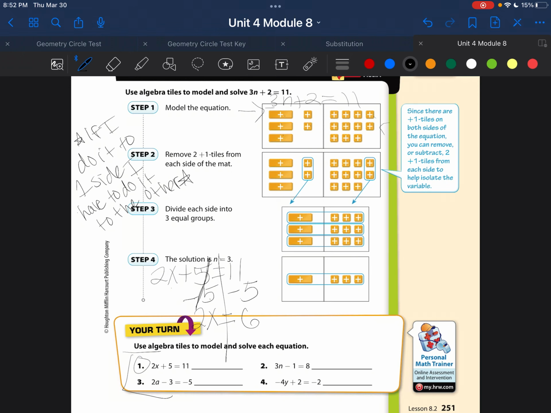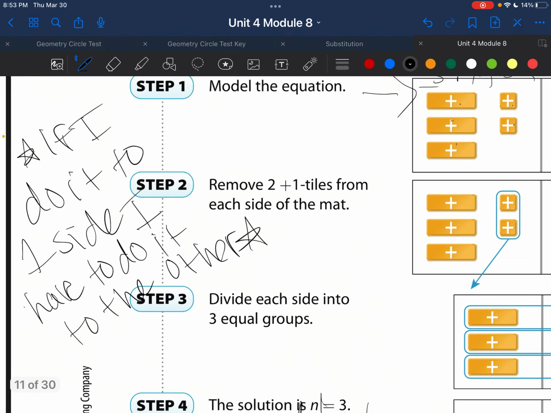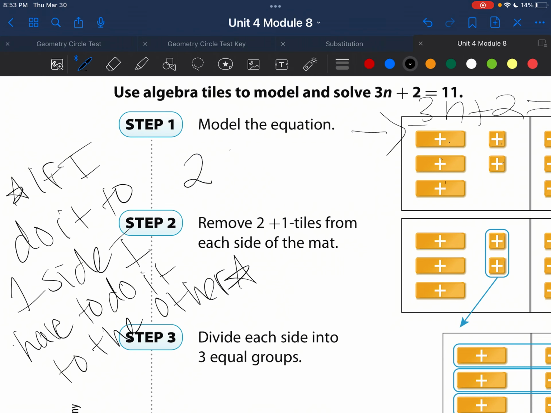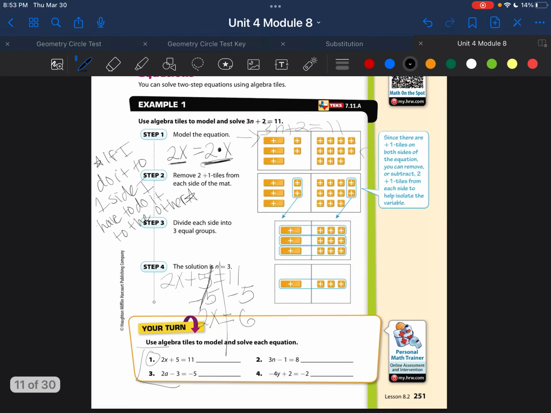All right, we should have gotten 6, okay? So now we have 2x equals 6. Another note I need you to put down somewhere else is that 2x is the exact same thing as 2 times x. If it's squished together like this, that means the exact same thing as multiplying.